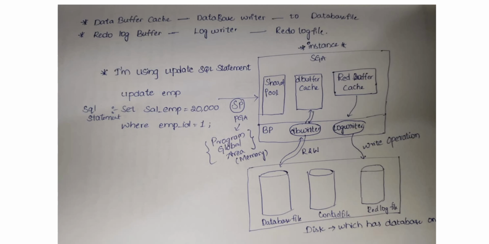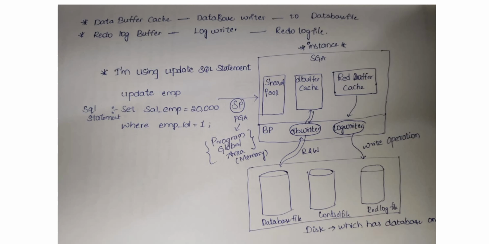In the same way, if you haven't hit the commit statement and you want to update the blocks in the database files with the undo blocks, then the database writer will help the data buffer cache to write the undo blocks. Actually, the database writer is a process which helps the data buffer cache to write undo blocks to the database files. So now we'll have a doubt: when will this database writer process write undo blocks to the database files?